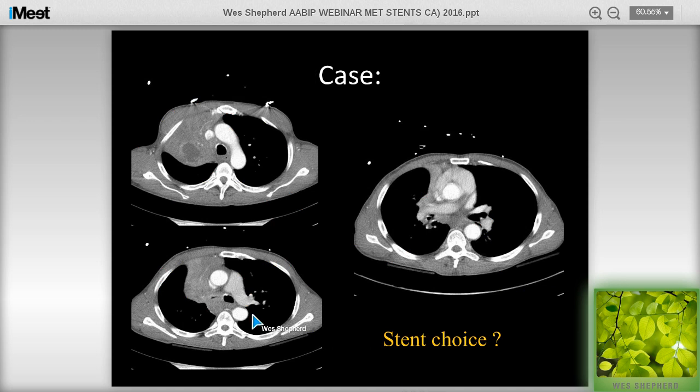I've shown you the distal airways are patent. The right upper lobe is completely obliterated. The segment is both extrinsically and endobronchial occluded. So I'd like to hear from a few audience members here. What would be your stent choice at this point?